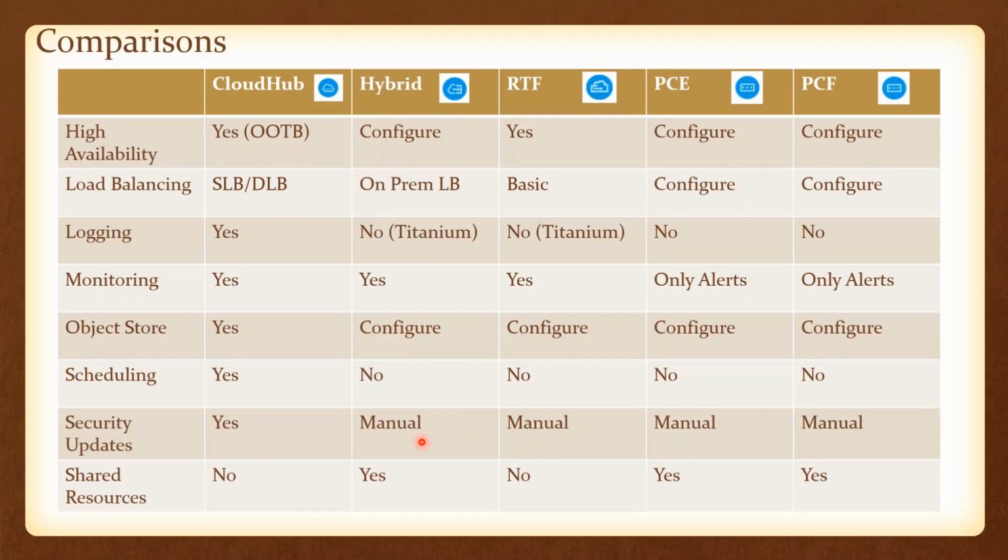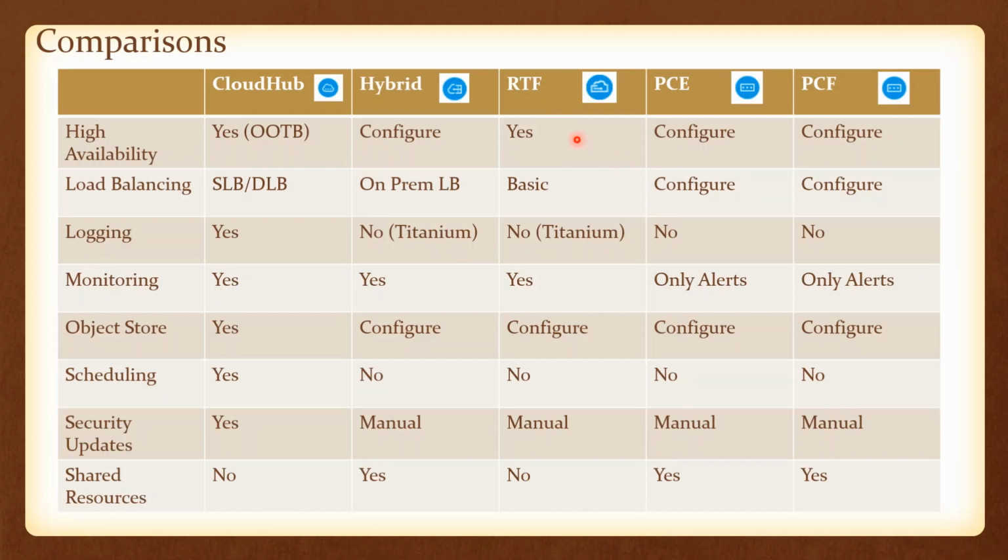Security updates, obviously since the runtime is on premise, you would have to manually do the patch and upgrade to the runtime as and when required. Shared resources, since it is on premise, you have full flexibility to control the runtime, so you can deploy multiple applications into a single runtime and leverage the domain projects. So Runtime Fabric and hybrid are almost similar. The only thing is that RTF gives you the ability to dynamically scale your application horizontally using Docker and Kubernetes.